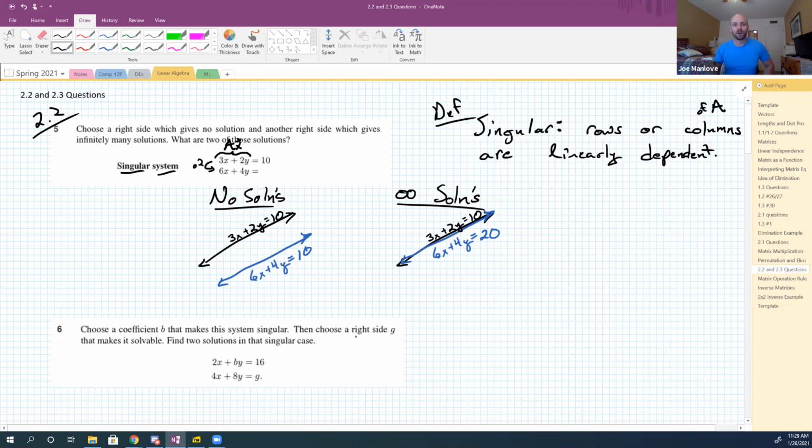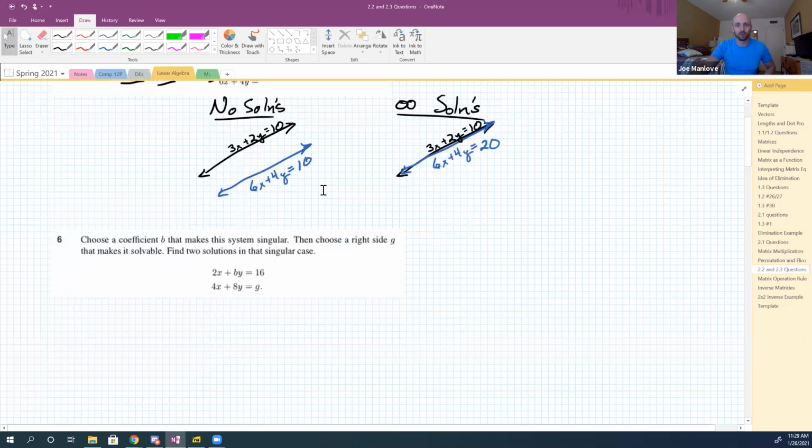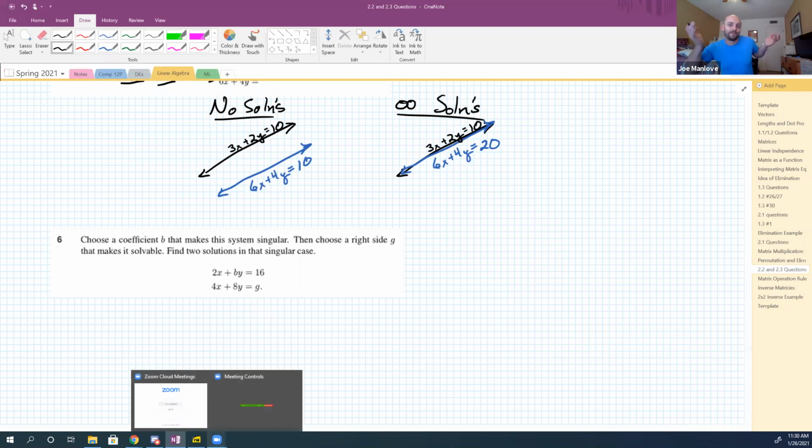Okay, so let's fiddle around with number 6 just because we're right here, and I think it's a pretty approachable example for this. So I'm supposed to choose a coefficient b to make this system singular. All right. How do I do that? What am I looking at in order to get that to happen? You could make B 4. Good. I could and should make B 4.